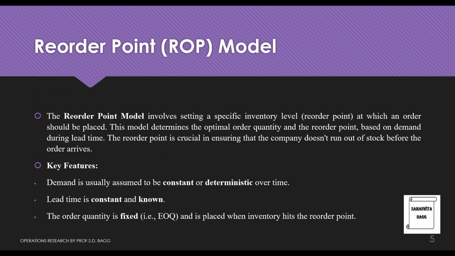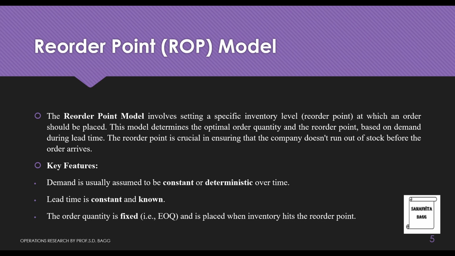The next one is the reorder point, ROP, model. The reorder point model involves setting a specific inventory level, the reorder point, at which an order should be placed. This model determines the optimal order quantity and the reorder point based on demand during lead time. The reorder point is crucial in ensuring that the company doesn't run out of stock before the order arrives.